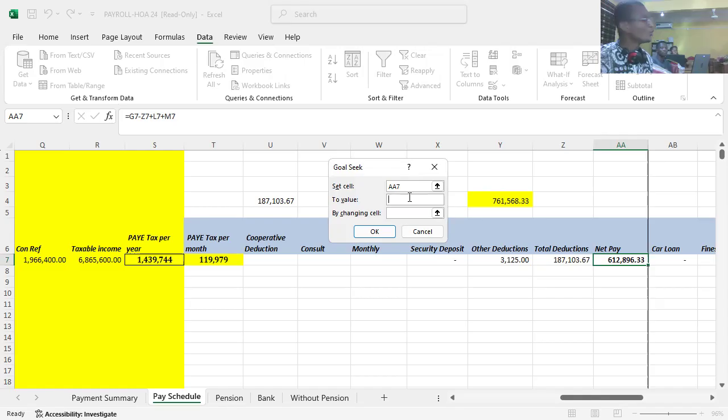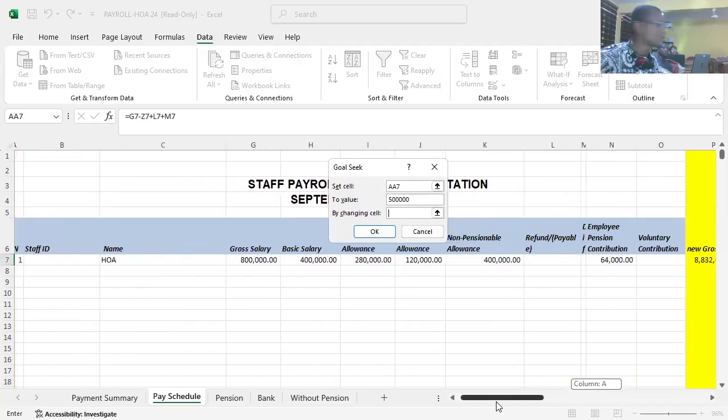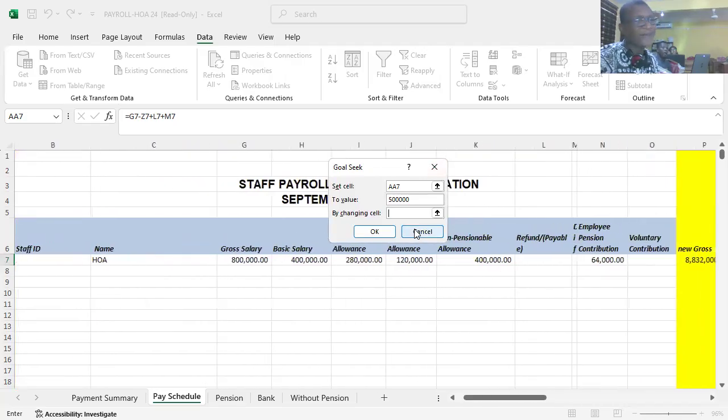You understand now? We know we don't know our gross, but we know our net pay. Let's assume our net pay is 500,000. Then you click on the third one. The third one says, go to where you want this 500,000. We want to calculate our gross. The net pay now is our 500,000. What will be the gross for you to arrive at 500,000? You will click on the gross salary as the third one.